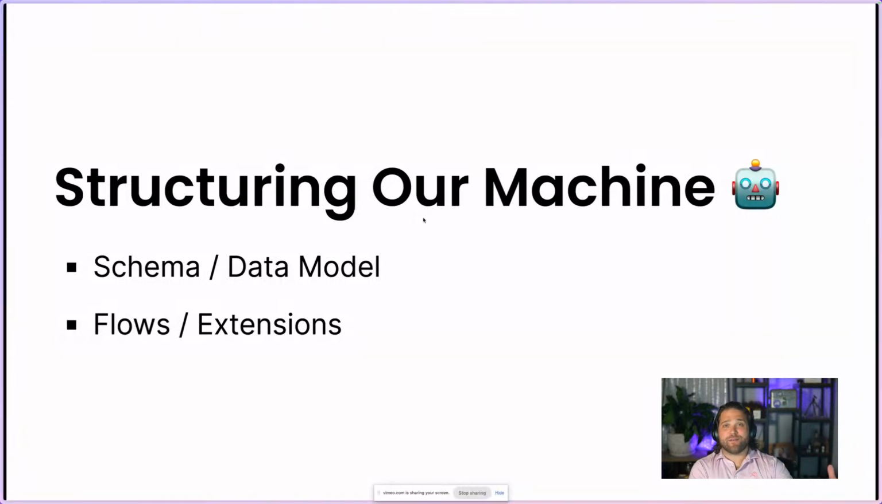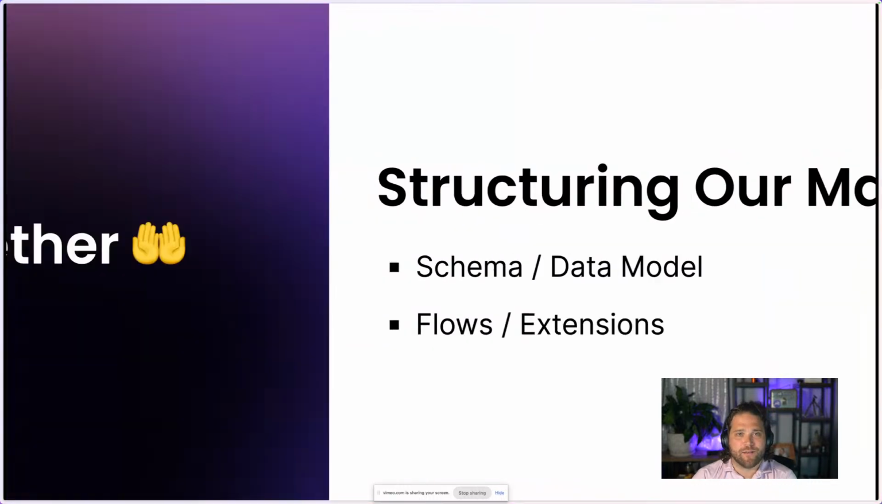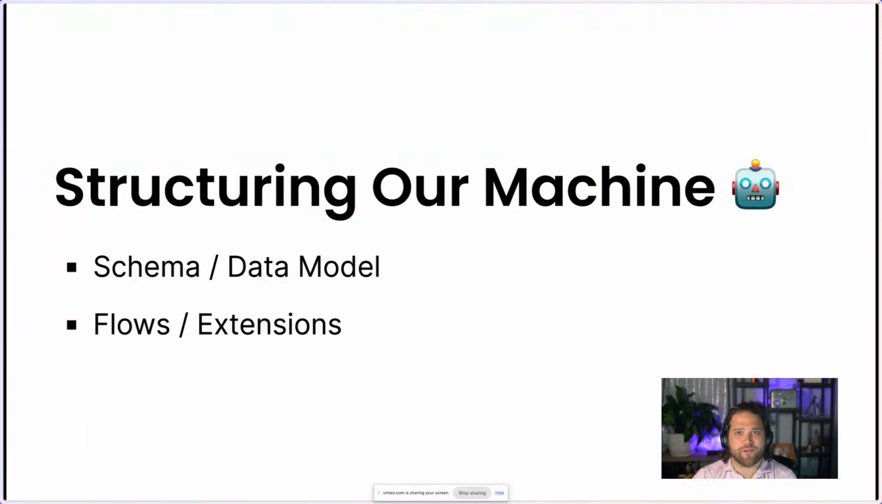So that's the demo. That's how this all comes together. Now, how is this thing built? How do we structure something like this, right? So next, we're going to go through our data model and just how everything comes together. And then I'm going to show you behind the scenes what the flows and extensions look like for something like this.